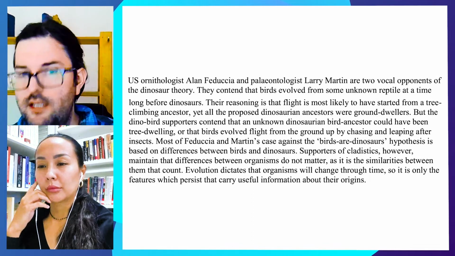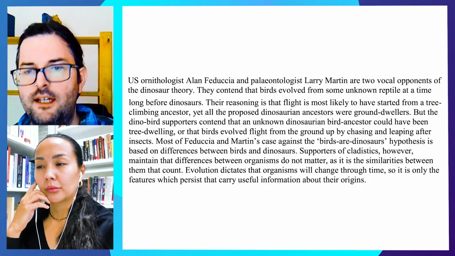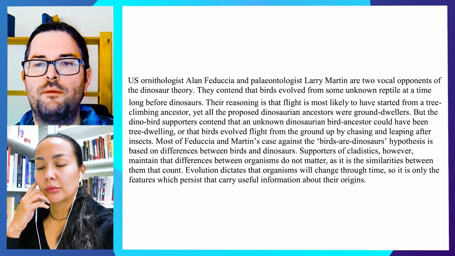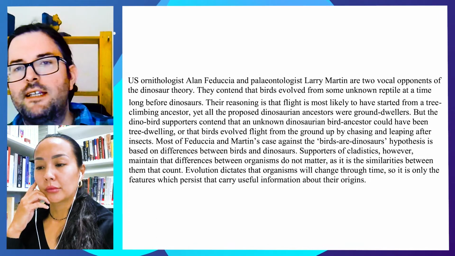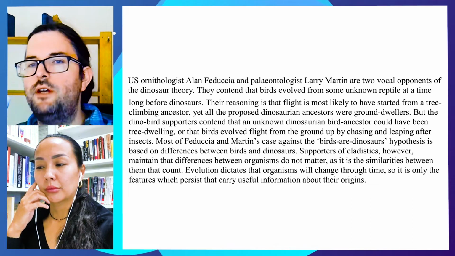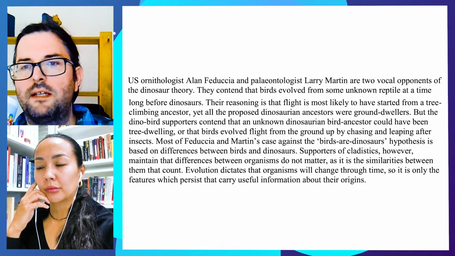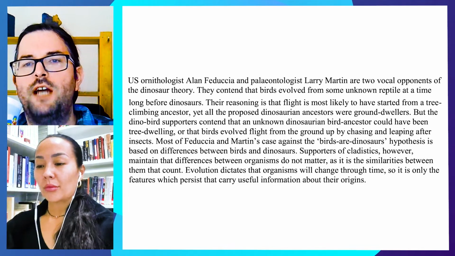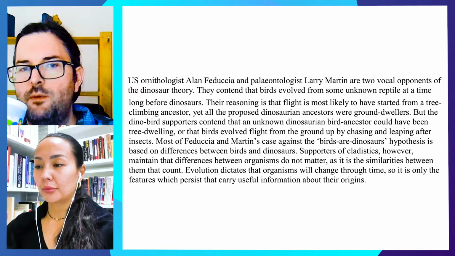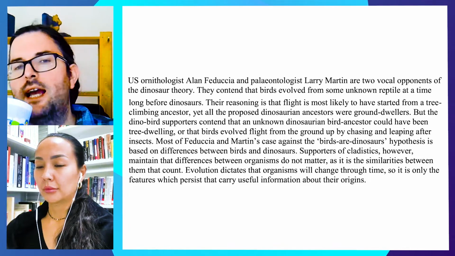US ornithologist Alan Fiducia and paleontologist Larry Martin are two vocal opponents of the dinosaur theory. They contend that birds evolved from some unknown reptile at a time long before dinosaurs. Their reasoning is that flight is most likely to have started from a tree-climbing ancestor, yet all the proposed dinosaurian ancestors were ground dwellers. But the dino-bird supporters contend that an unknown dinosaurian bird ancestor could have been tree-dwelling, or that birds evolved flight from the ground up by chasing and leaping after insects.